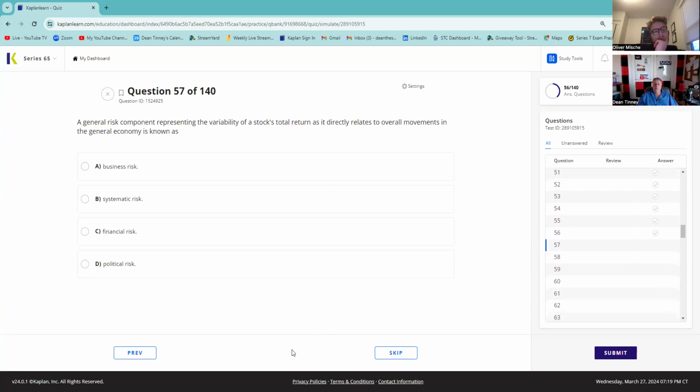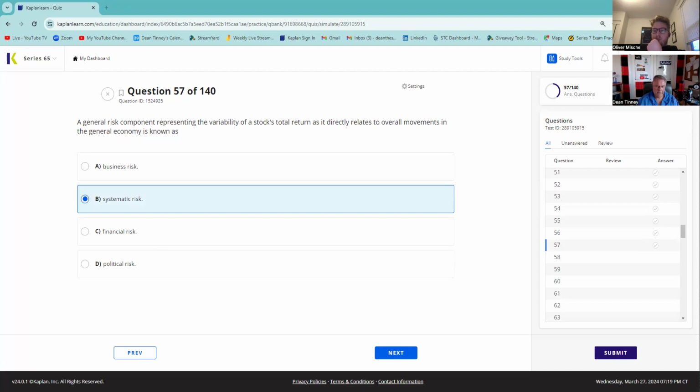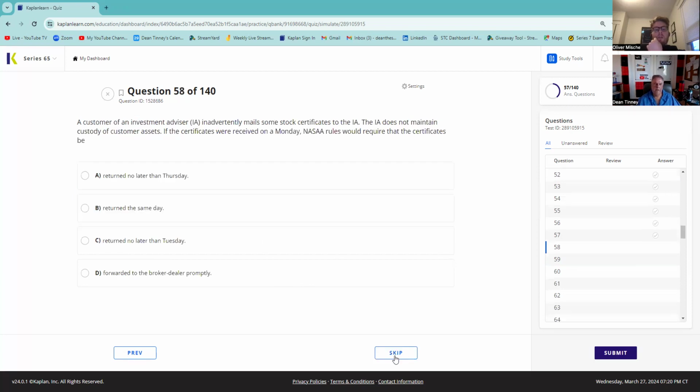A general risk component representing the variability of a stock's total return as it directly relates to the overall movements in the general economy, which is B. I'm sorry? B, systematic risk, the variability of a stock's total return as it relates to the overall economy. Now, here they didn't tell us that's the market. But you're correct, it's the tendency of securities prices to move together.